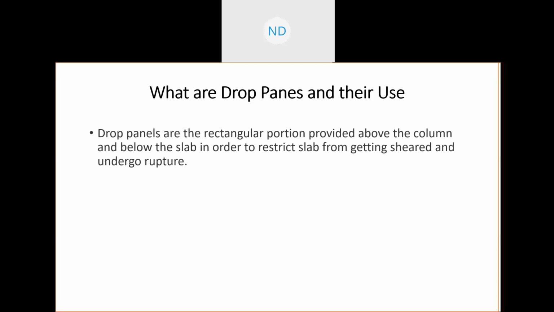Drop panels are the rectangular portion provided above the column and below the slab in order to resist the slab from getting sheared and undergoing rupture. What are drop panels? Drop panels are the rectangular portions provided above the column.